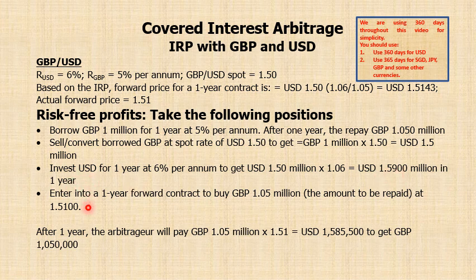And then enter into a 1-year forward contract to buy GBP 1.05 million. This is the amount the arbitrager will need to repay after 1 year. And this forward contract will be entered into at a forward price of 1.5100. At the end of 1 year, the arbitrager will need to pay GBP 1.05 million into 1.5100, which is equal to USD 1.5855 million, to get the desired amount of GBP 1.05 million.